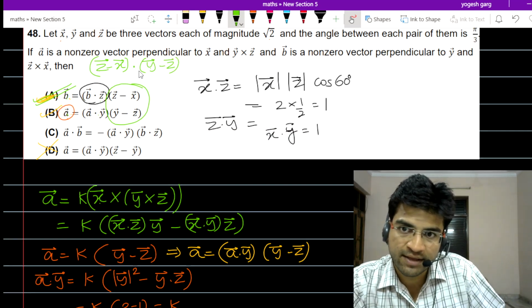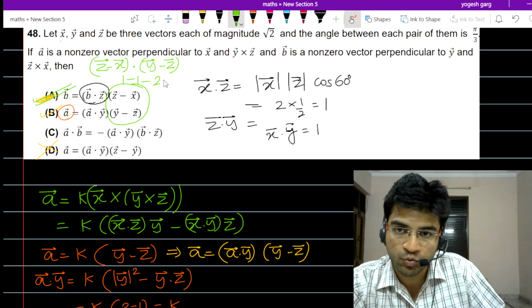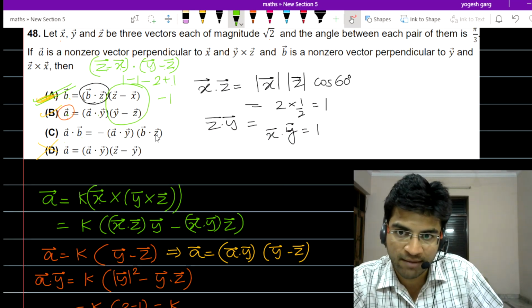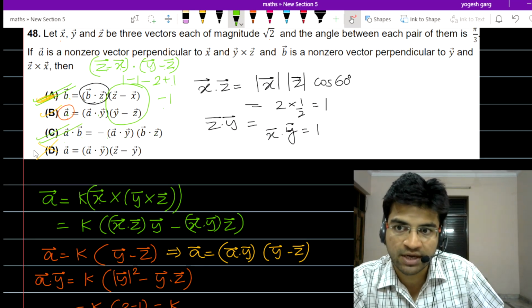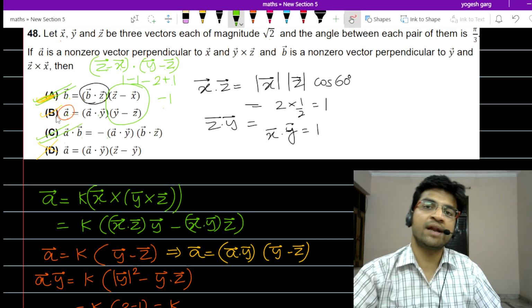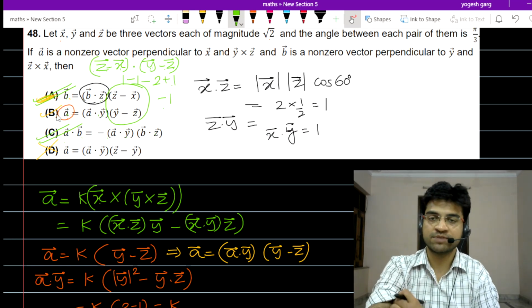So z vector dot y vector is equal to 1, minus x dot y, minus 1. Z vector dot z vector is minus 2, because z vector dot z vector is root 2 square, which is 2, so minus is over here. Minus x dot minus z, so plus x dot z, that will be plus 1. So minus 1, 0, minus 2 plus 1 is minus 1. So their dot is equal to minus 1. So we should multiply minus 1 with these two scalars. So A dot B is equal to A dot Y, B dot Z, minus 1 over here. C is also correct. So ABC is the correct option choice for this particular question.